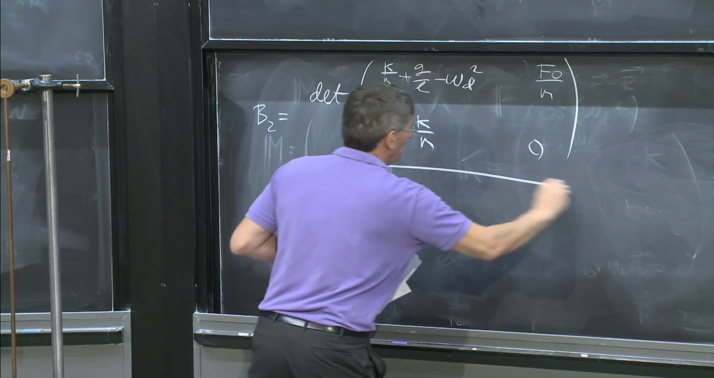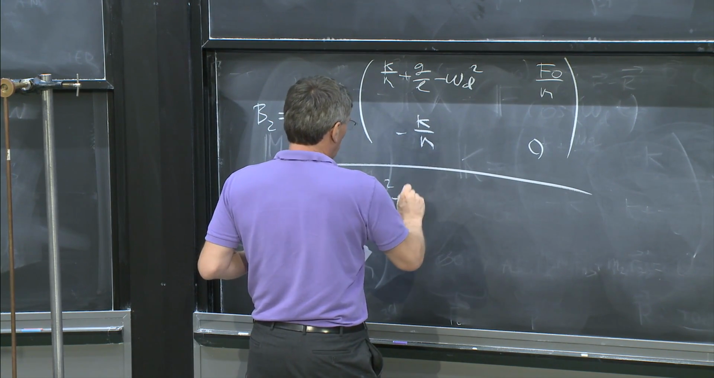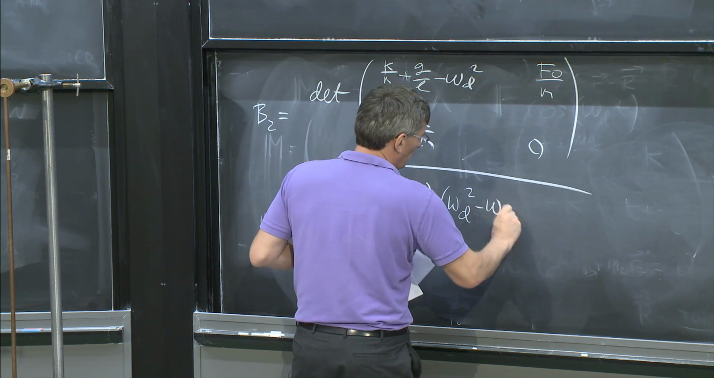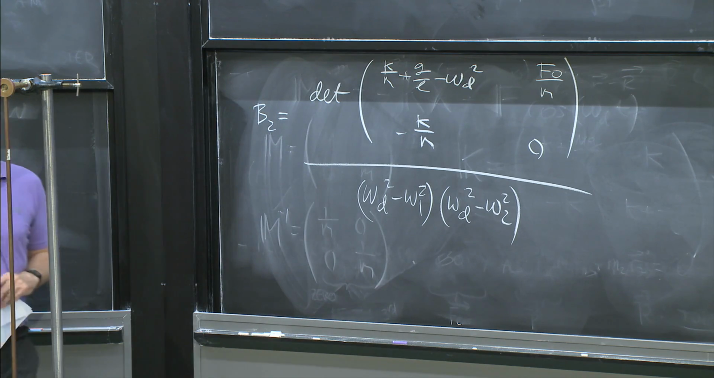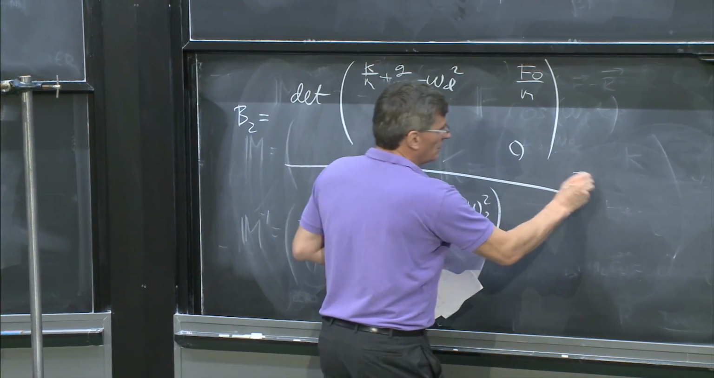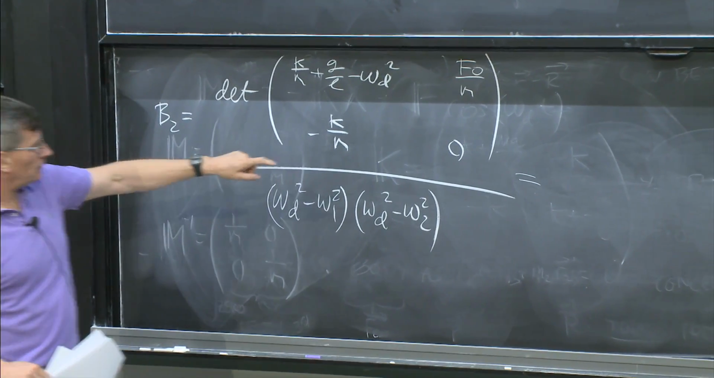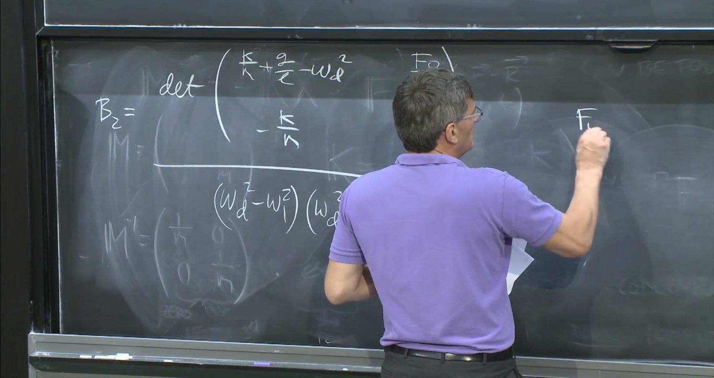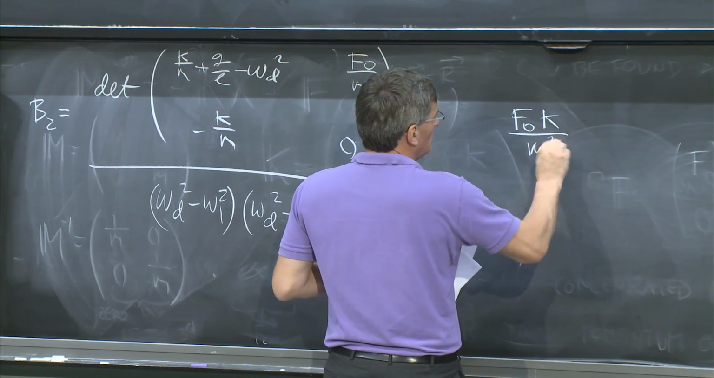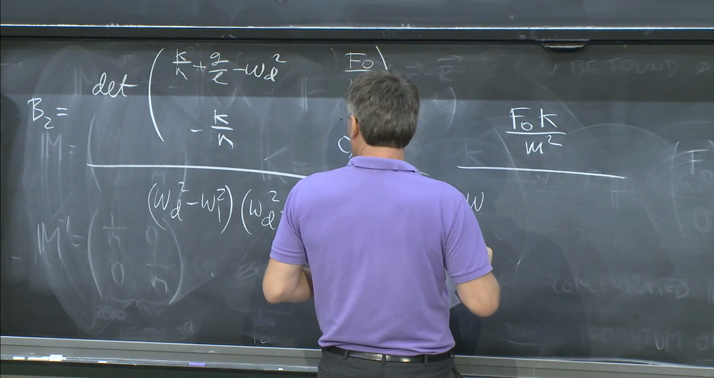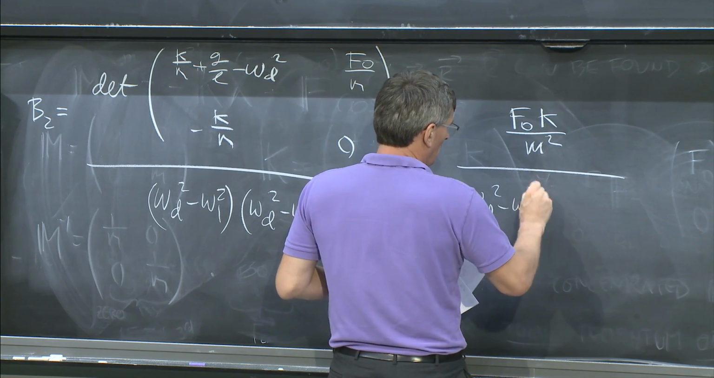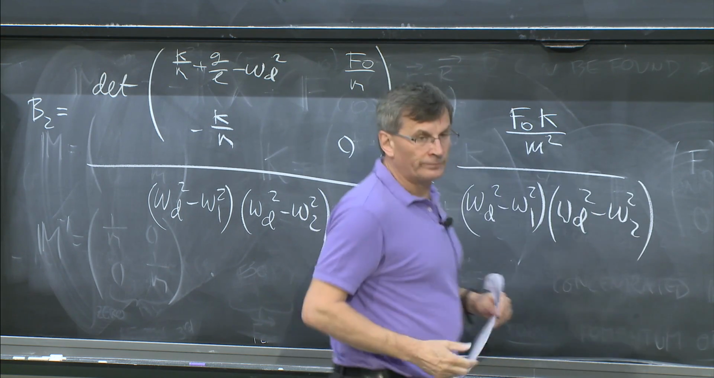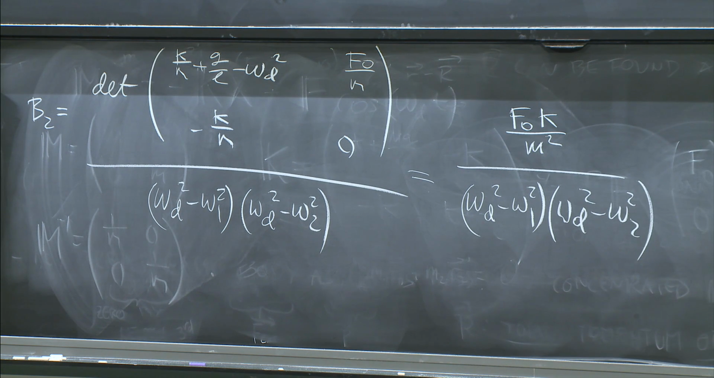So this is N divided by omega d squared minus omega 1 squared times omega d squared minus omega 2 squared. That's the determinant of the original matrix. And this one is also very simple. It's this times 0. I have minus that. So I simply have F0 K over M squared divided by omega d squared minus omega 1 squared, omega d squared minus omega 2 squared. All right. So we have those things.